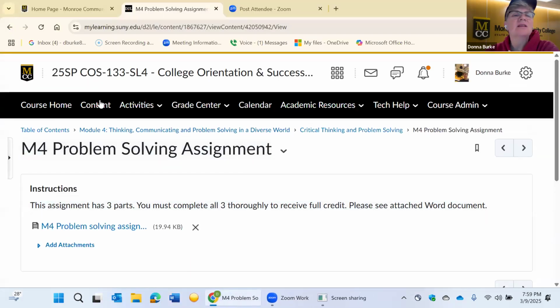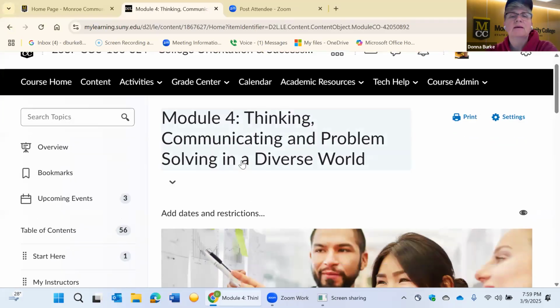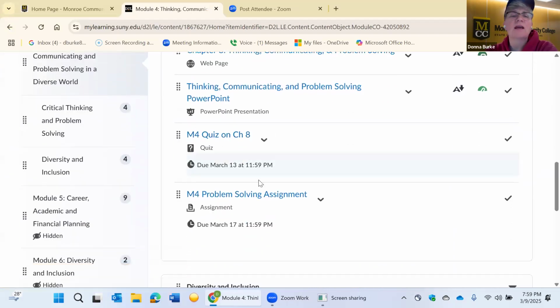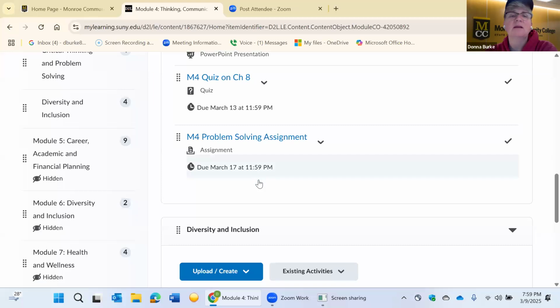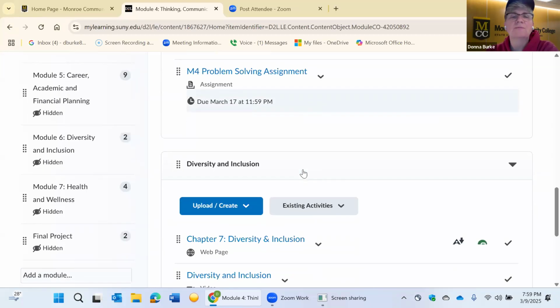So that is the module 4 problem solving assignment. So far in module 4, you have a quiz on chapter 8, and you have the problem solving assignment. And again, that problem solving assignment is due on the 17th of March.